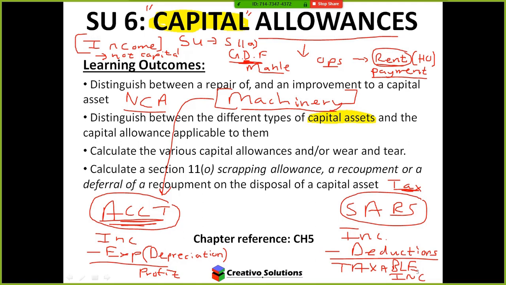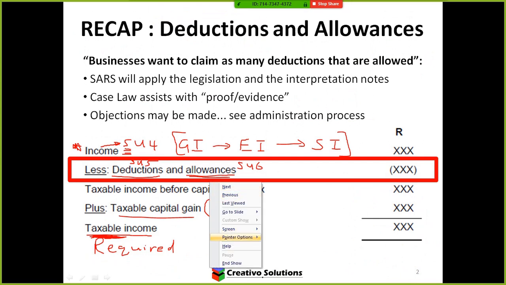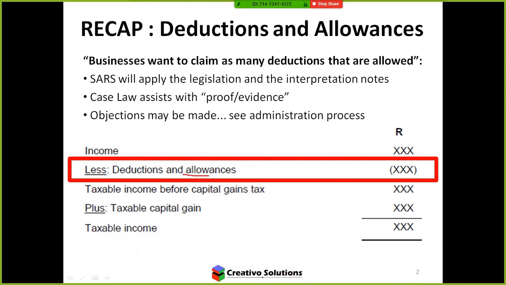So when looking at a capital allowance, you're not going to be able to claim the cost of the machinery in terms of your purchase because that's buying machinery, that's not using it. So what SARS does, what the tax rules and laws say, is that included as part of this subtraction, I'm going to also include allowances. So it's deductions and allowances. And that's why you've got this slide here. So this is what I'm looking at in study unit 6.